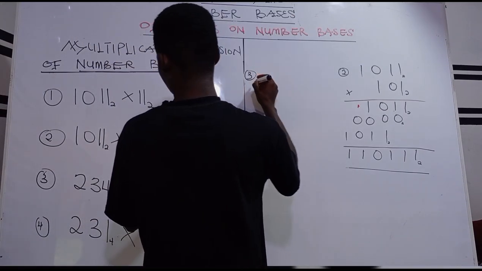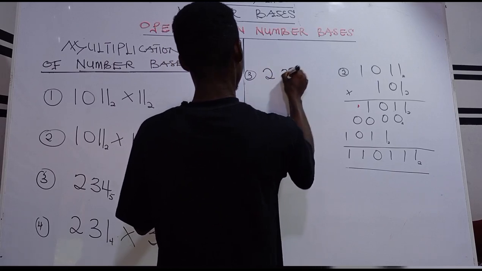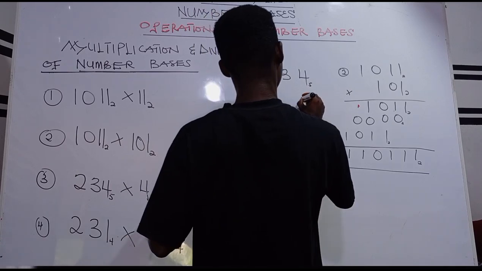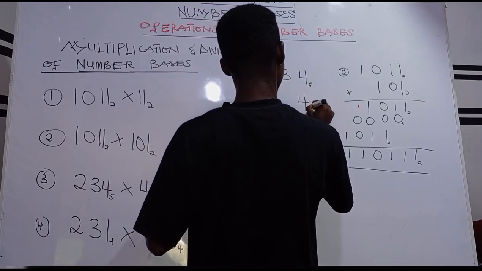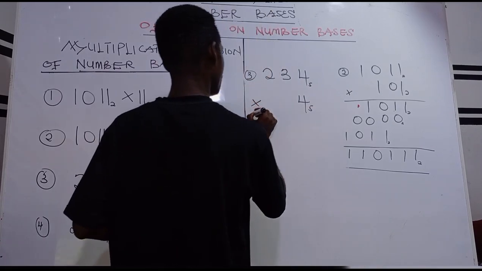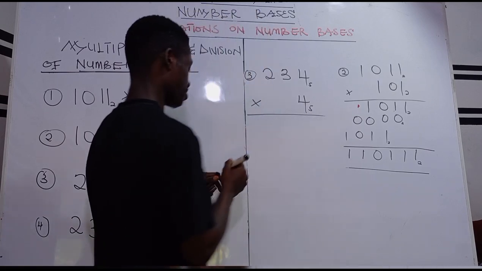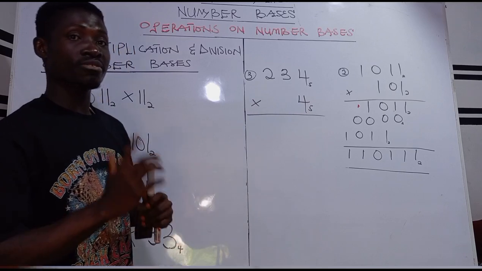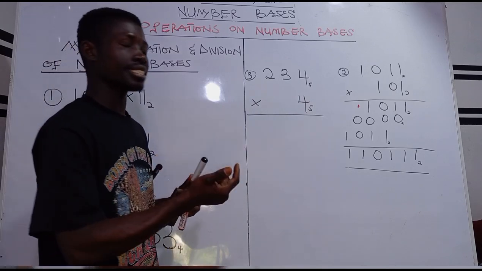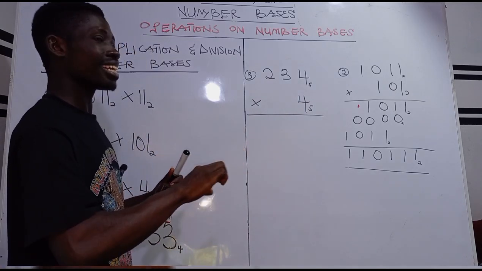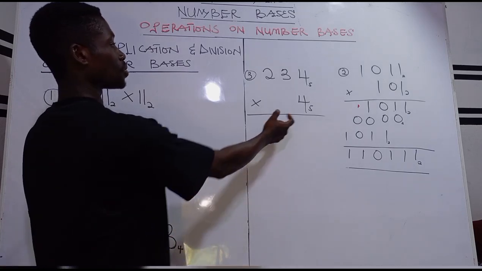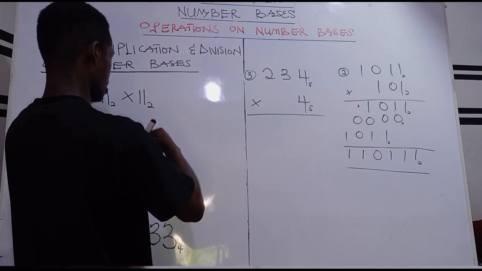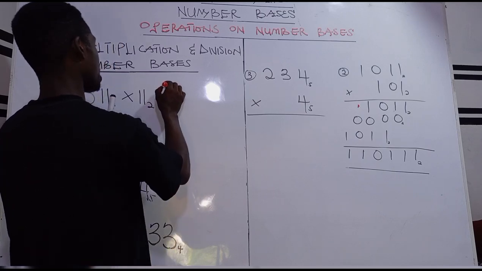Example 3, we have 234 to the base of 5, and then 4 also to the base of 5. These numerals are multiplying. Now remember that these numerals are in base 5, and the highest digit in every number base is 1 less than the base itself. So we have base 5.